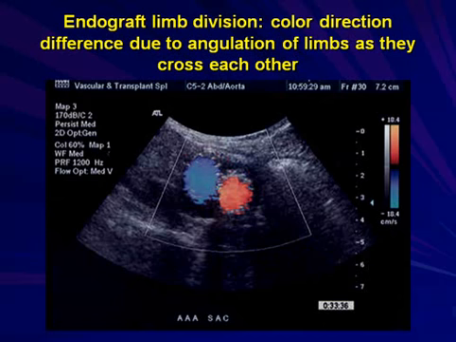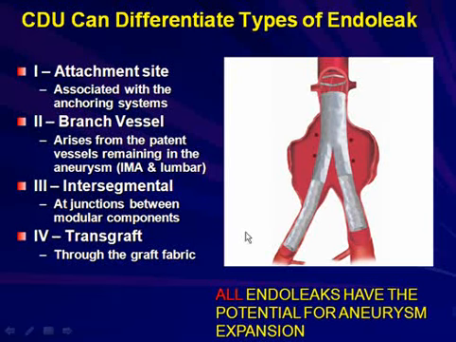Occasionally we'll see two colors within the limbs like this, and you think, well, these are supposed to be going in the same direction. Why are they in two colors? Well, frequently they will cross the limbs, and you will see one of them more angulated, and in the transverse view like this, it's going to appear that it's going in a different direction when it's actually not.